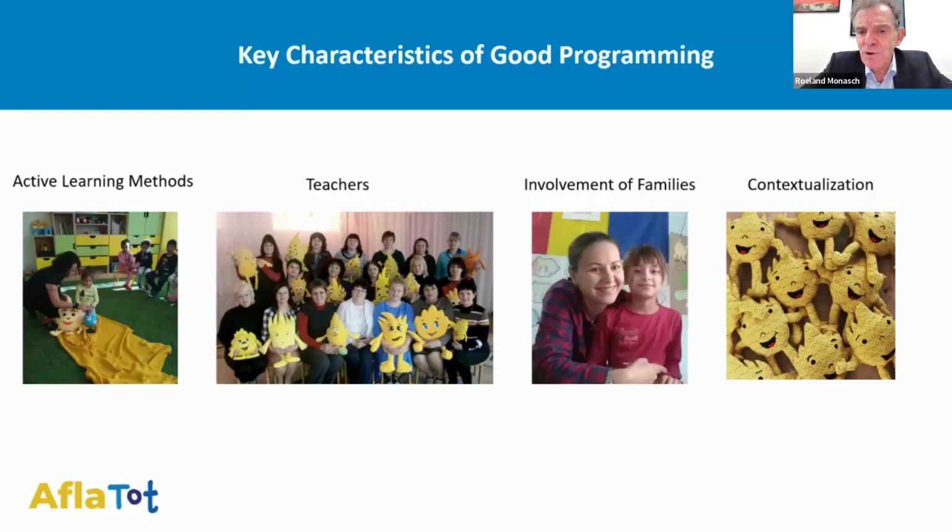Thirdly, and that was probably the most powerful finding, the involvement of families is essential. You need to bring in the parents. The children benefit from the involvement of the parents, but the parents also benefit from their engagement in the program. And then finally, the local contextualization. You really need to adapt, adjust, contextualize, localize the AflaTot content to the unique situation where the program is being rolled out with the children.